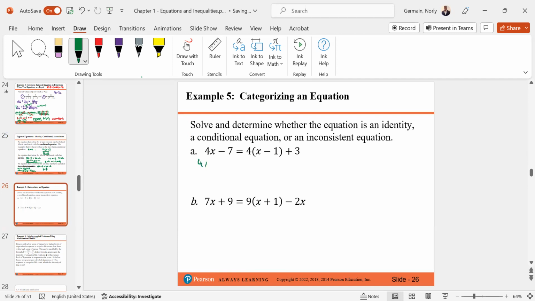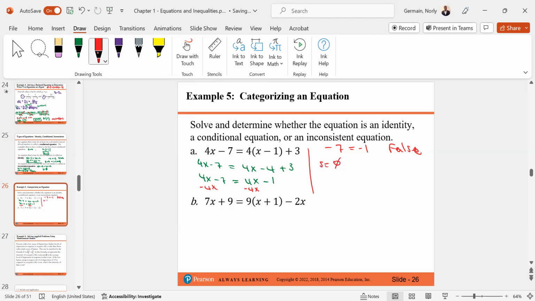Now, solve and determine whether the equation is an identity, conditional, or inconsistent. The 4x minus 7 stays where it is, but you can distribute that 4 and simplify: 4x minus 7 equals 4x minus 1. Now subtract 4x from both sides. What happens? You end up with -7 equals -1. That's totally false. So the conclusion for this one is that its solution is empty, or you can say inconsistent.